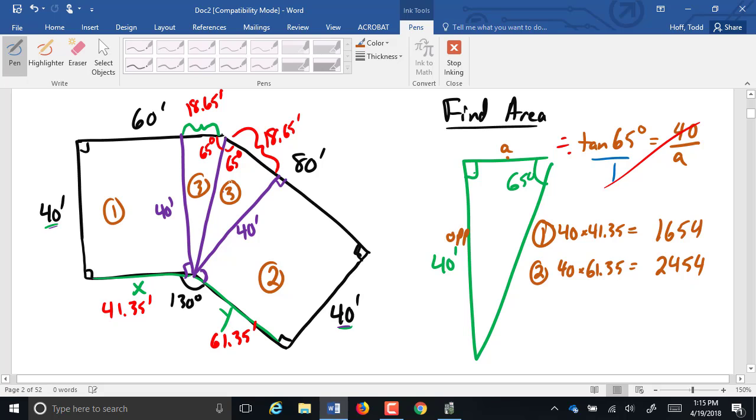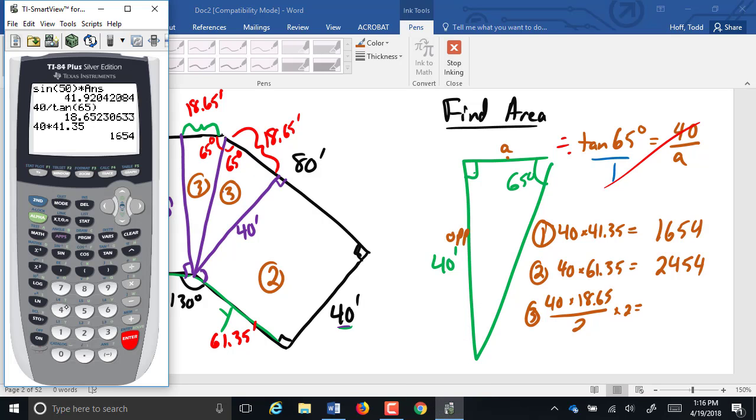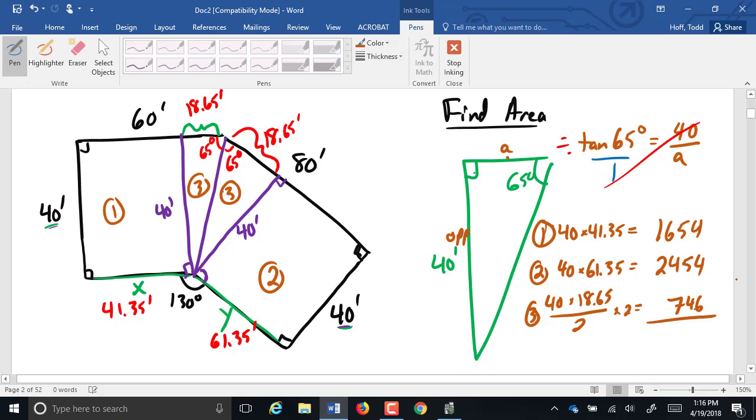These two are identical. That's going to be 40 by 18.65, of course, divided by 2 because it's a triangle, times 2 because there's 2 of them. 746. Very good. We add those all up. 4,854 square feet. Does that look right? 4,854 square feet. Any questions?